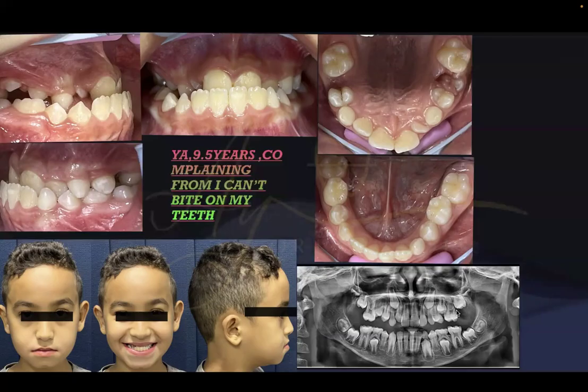Excellent. Do you consider it as impacted or not? It's impacted. Actually, it's not impacted because we have no root maturation. If the root is completely matured, then it will be impacted. Yes.